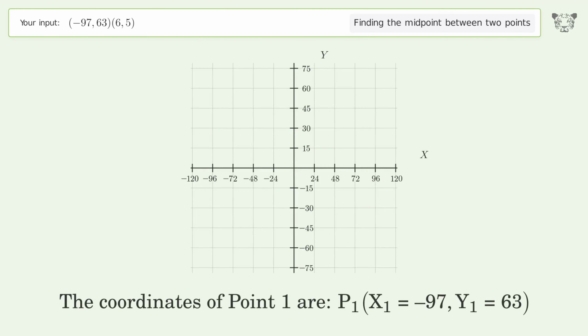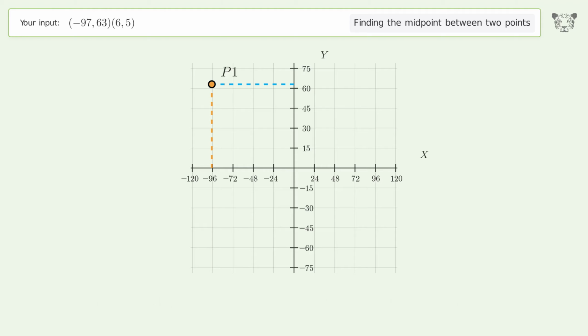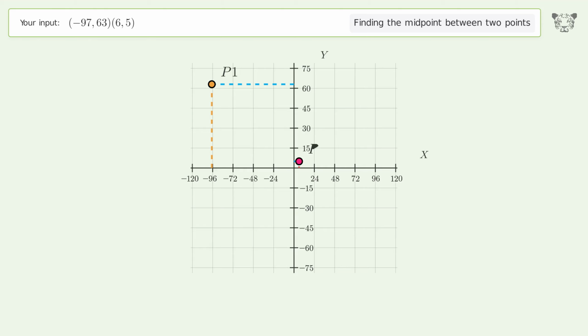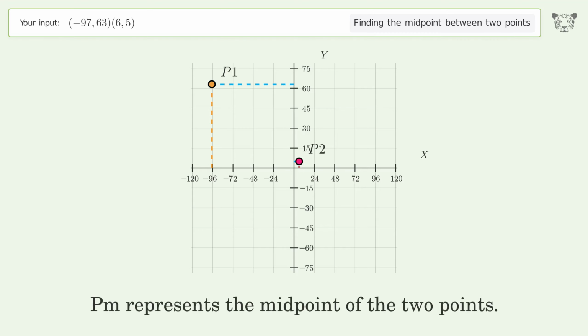The coordinates of point 1 are, x1 equals negative 97, y1 equals 63. The coordinates of point 2 are, x2 equals 6, y2 equals 5. PM represents the midpoint of the 2 points.